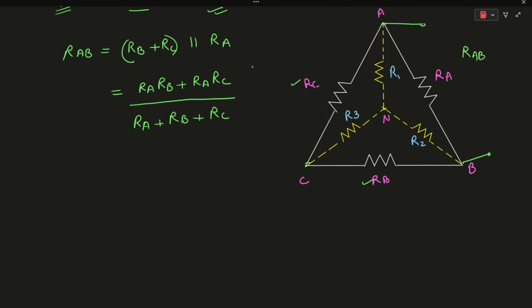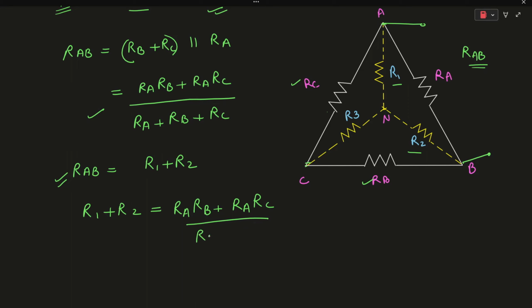Also, in the given figure, we can see that the value of RAB will also be equal to R1 plus R2 when the R3 resistor is in open circuit condition. So RAB will also be equal to R1 plus R2. Equating these two equations, we can see that R1 plus R2 is equal to RARB plus RARC upon RA plus RB plus RC. Let's say this is our first equation.